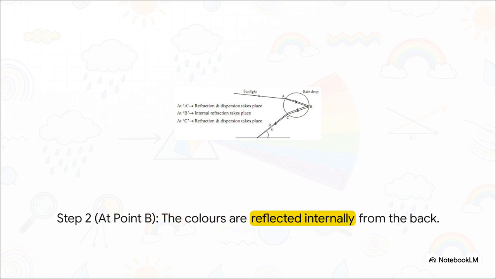Now for step 2. Look at point B. After splitting, the colored light rays travel to the back of the raindrop. You might think they would just pass out of the drop, but they don't. Instead, they bounce off the inner surface, just like a mirror. This crucial step is known as internal reflection because the reflection is happening inside the drop.